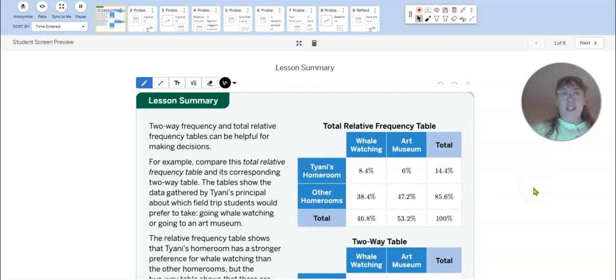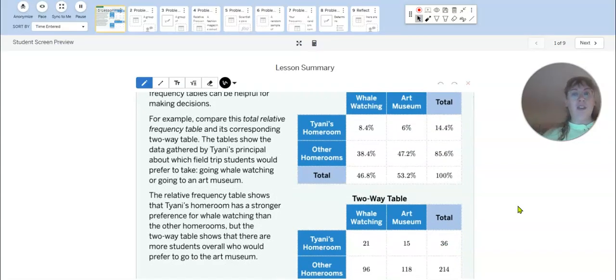We're going to take a look at lesson 3.3 and we're going to start with the practice. So we're still talking about two-way tables and relative frequency tables, and they can be really helpful for making decisions. For example, this total relative frequency table on the right and its corresponding two-way table.